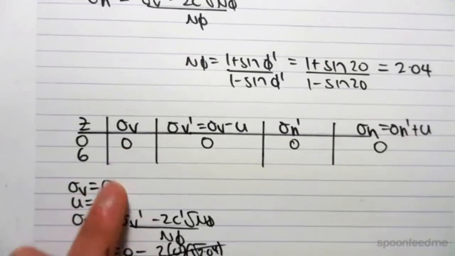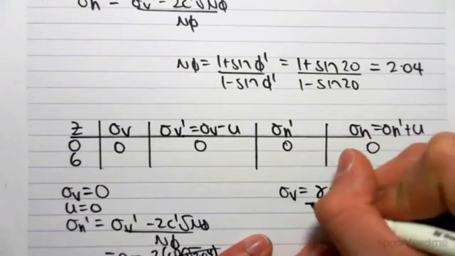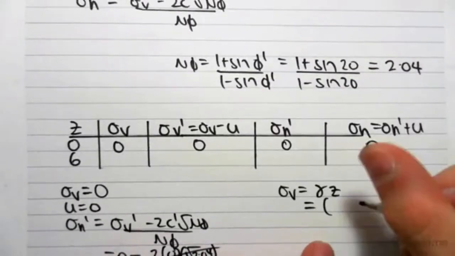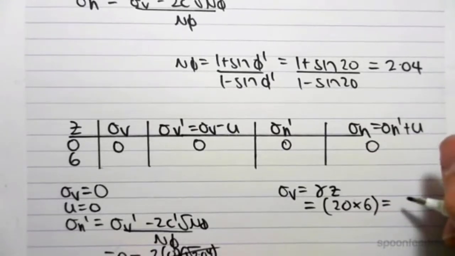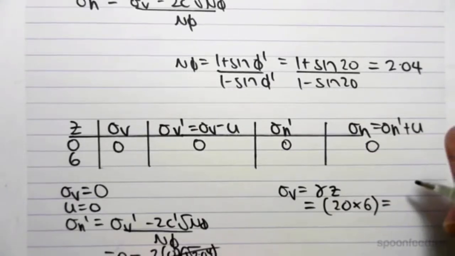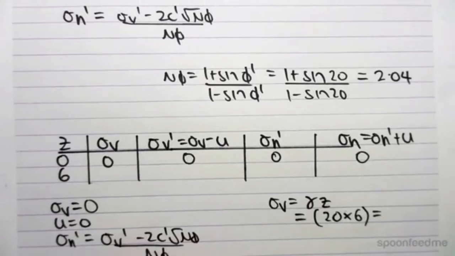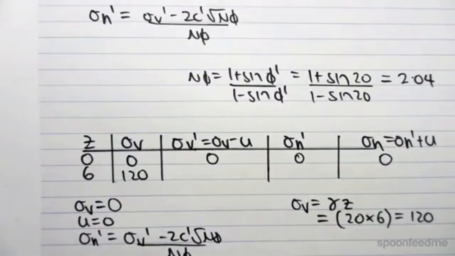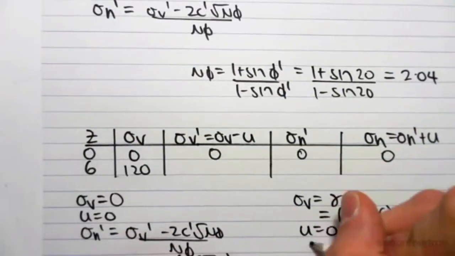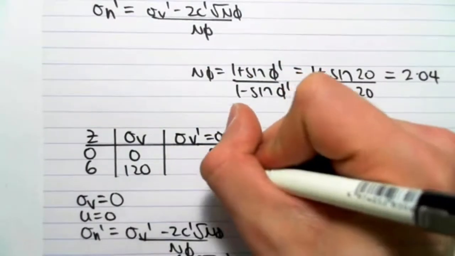We can then do the same thing for Z equals 6. So we will have a vertical stress now. So the vertical stress is gamma Z, which will be 20 by Z, which is 6 meters. Sorry, 20 by 6 would get 120. So we would get a vertical stress of 120. We then know that U equals 0, which means that our effective stress will be 120 minus 0. So that will be 120.